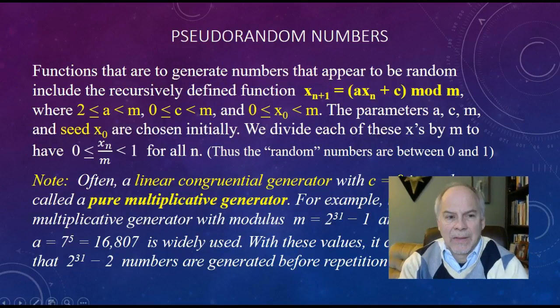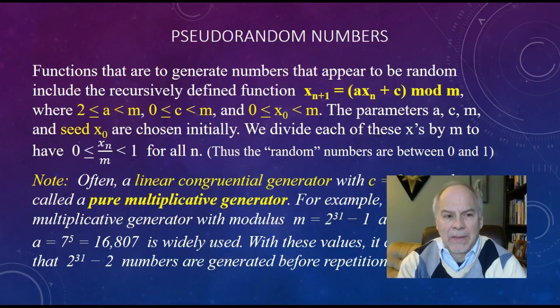Now, another computer application is what are called pseudo-random numbers. Now, pseudo-random numbers are kind of fake random in that they're generated by some computer algorithm or function. But they look so random that they're practically random for all of our purposes. So functions that generate numbers that appear to be random include the recursively defined function x of n plus 1 is equal to a times x of n plus c mod m.